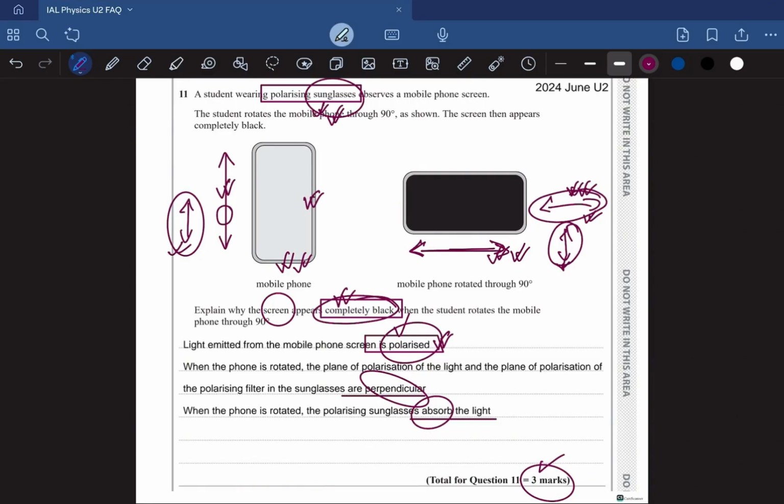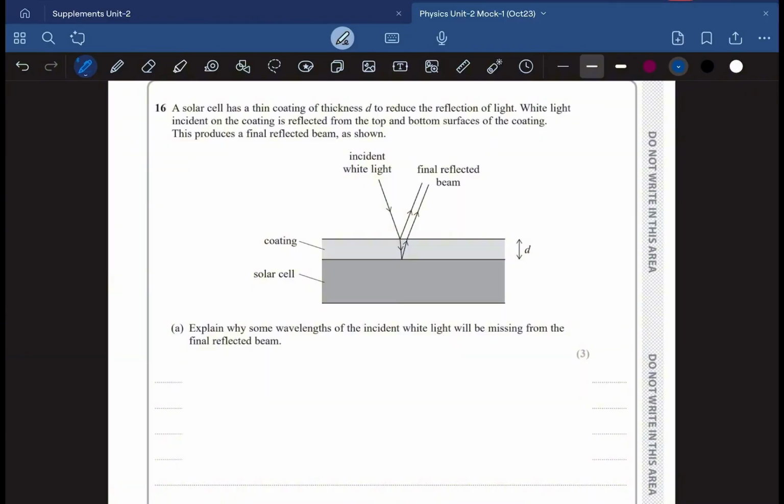Now let's move forward to another common question. A solar cell has a thin coating of thickness d to reduce the reflection of light. White light incident on the coating is reflected from the top and bottom surfaces of the coating. This produces a final reflected beam as shown. Explain why some wavelengths of the incident white light will be missing from the final reflected beam.